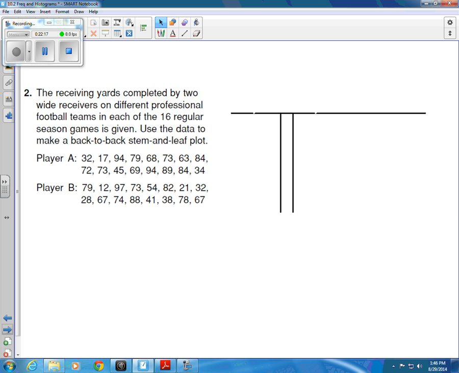So again, the key points to remember are to have a title, to have labels, to have a key, and to make sure we are working from the inside out, smallest stem, this means smallest leaf to largest leaf, and that we make sure we don't skip over any stems. So what I want you to do right now is pause this and do this one on your own. You can check your answers back here in a second.